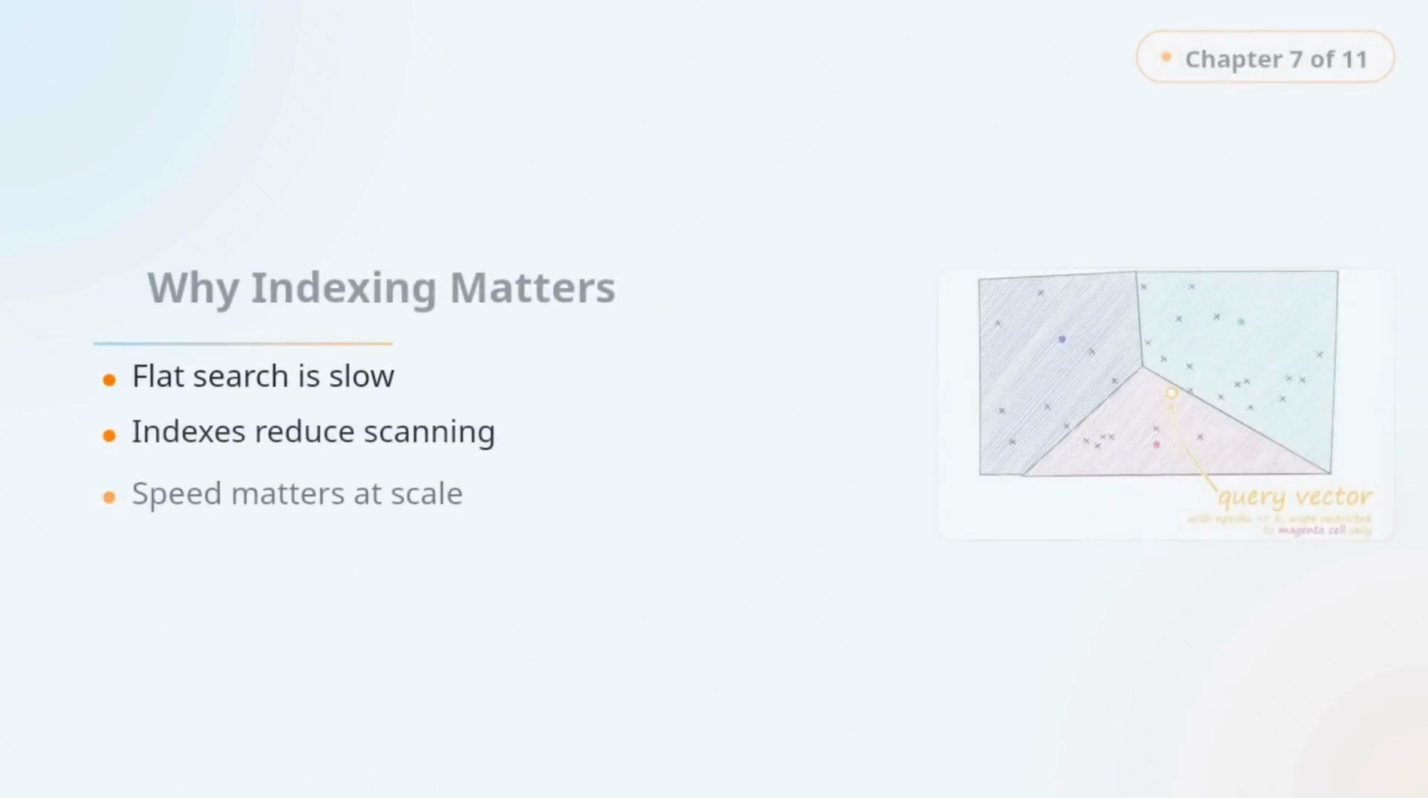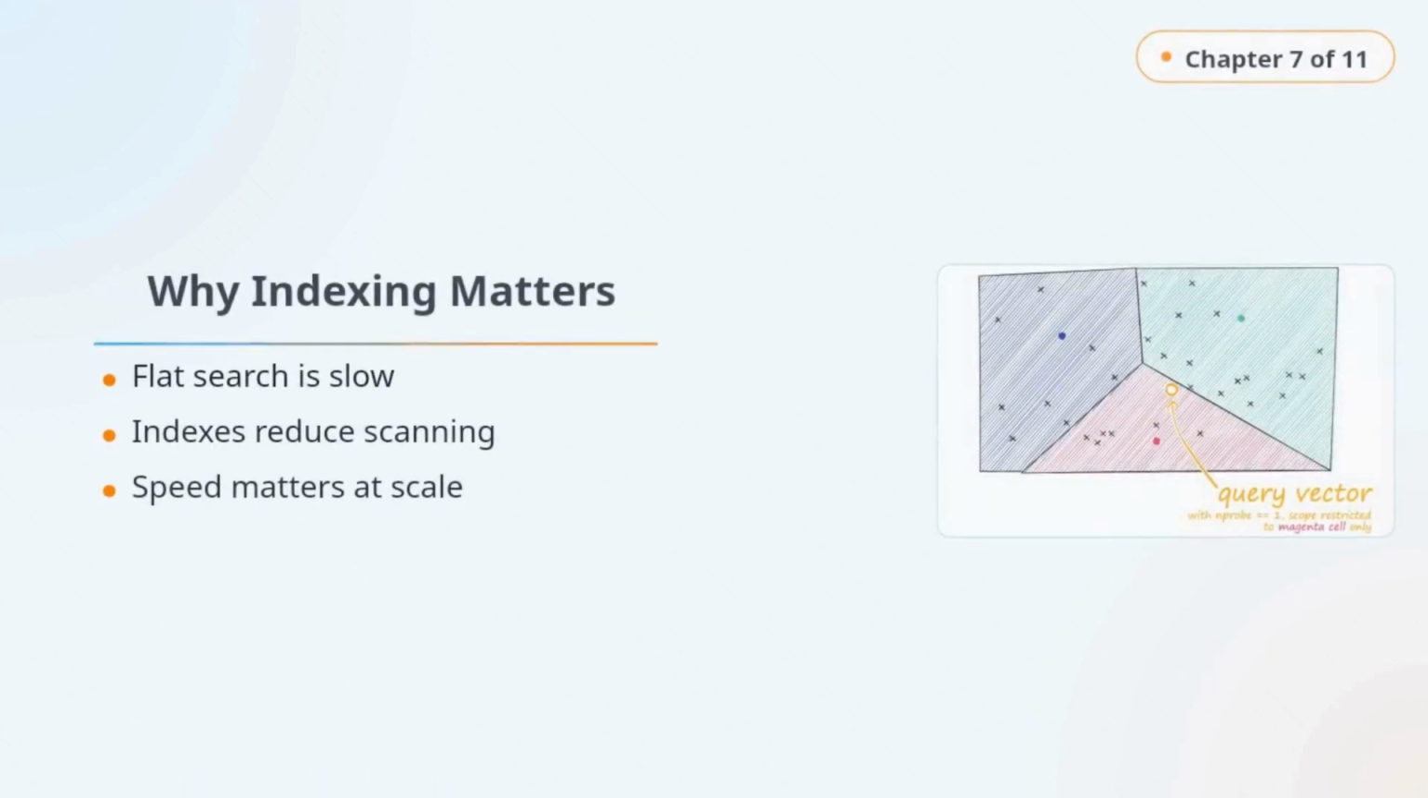Now comes an important part: indexing. Technically, you can store all vectors and compare a query with everything. That is called a flat index, and it can be accurate, but it becomes too slow for real systems. So vector databases use indexing strategies that reduce how much of the dataset needs to be searched.